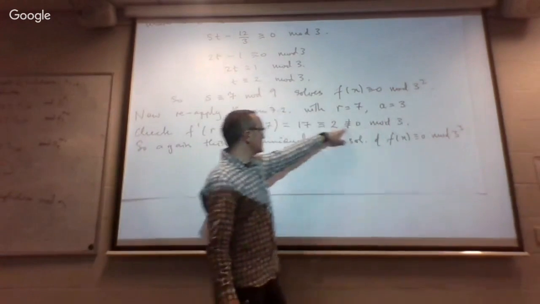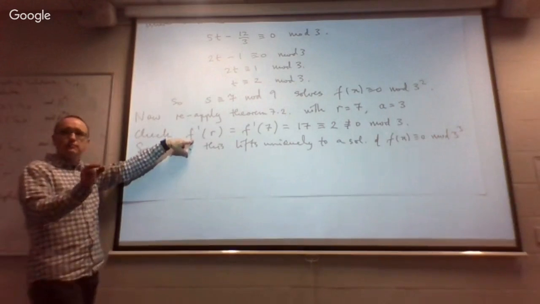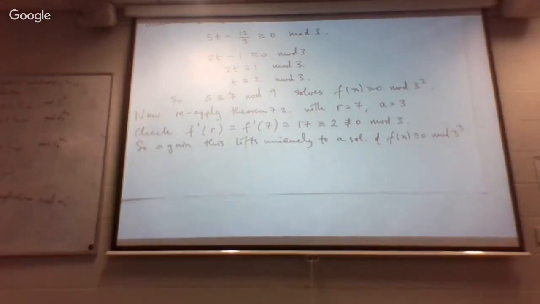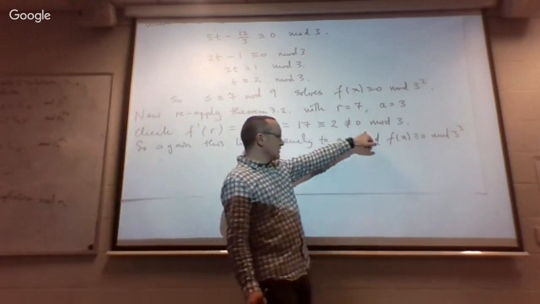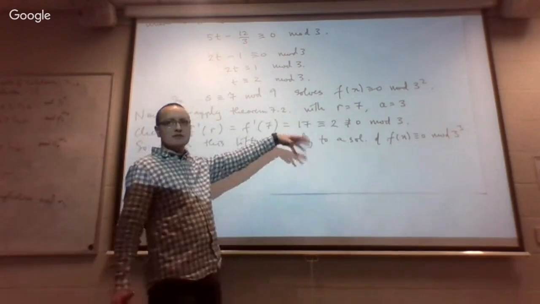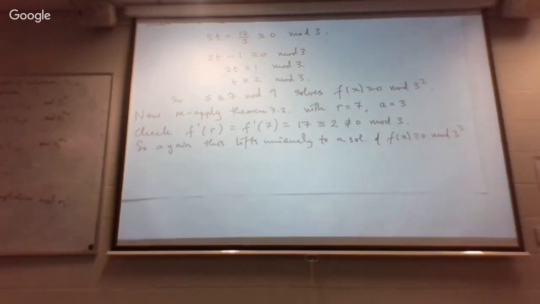That's checking this condition on the derivative, which is always modulo the prime, I believe. Which is always just based on the thing modulo the prime. And it's non-zero. In other words, it's co-prime to the prime, so we'll have a multiplicative inverse. So that's the case where it's going to lift uniquely to a new solution.